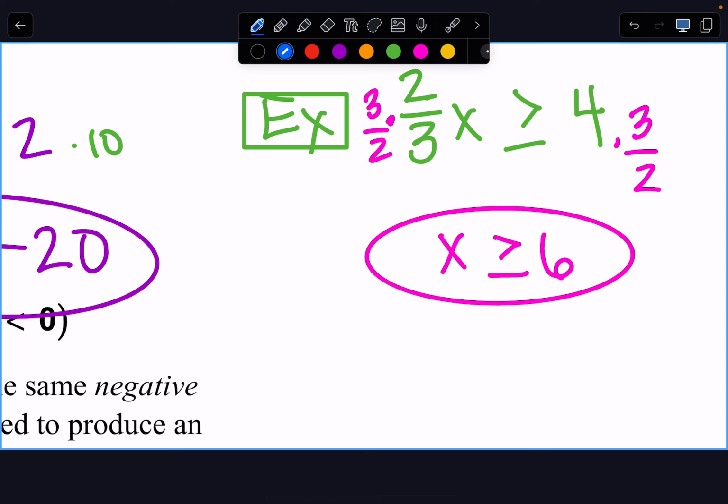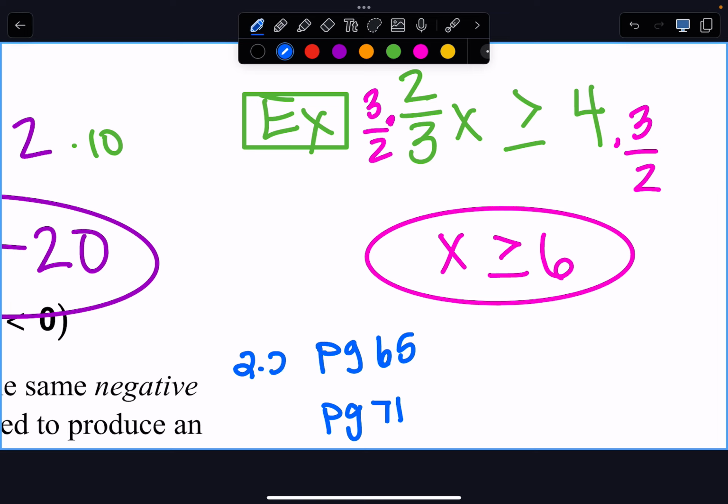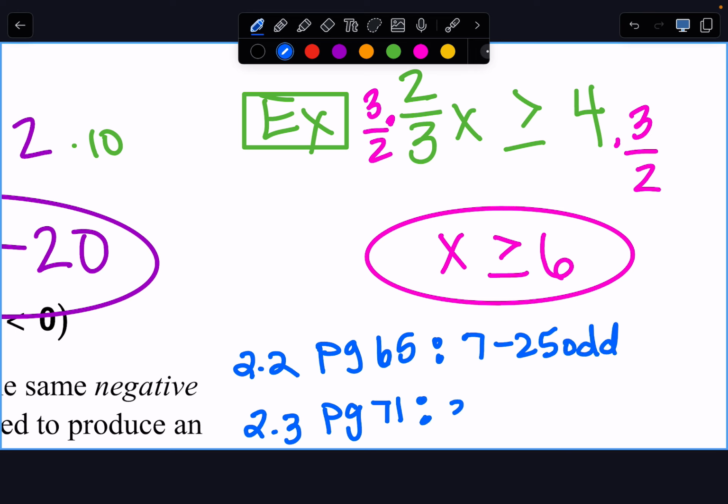You will notice that in Google Classroom, on your gold sheet, and on the board, the three different places you'll find your homework, there are two different pages attached. You're going to have 2.2 and some of 2.3. From page 65, you're going to do 7 through 25 odd. And from page 71, you're going to do 3 through 10 all. These are just simple inequalities.